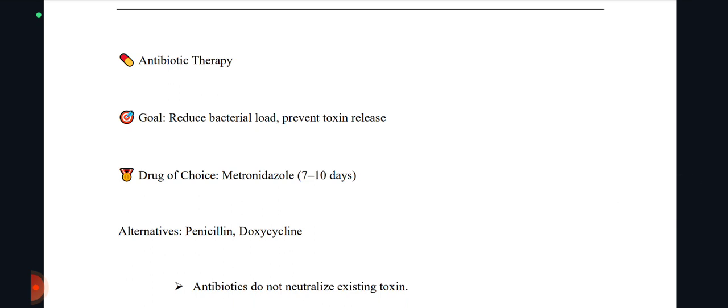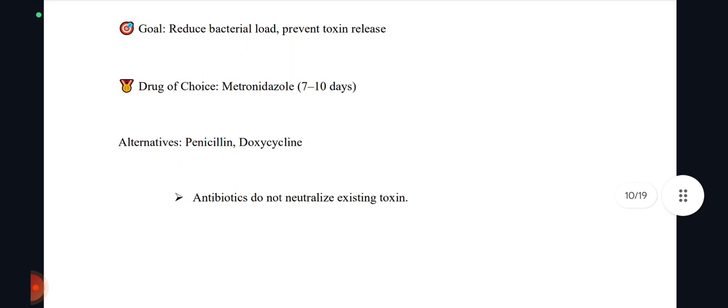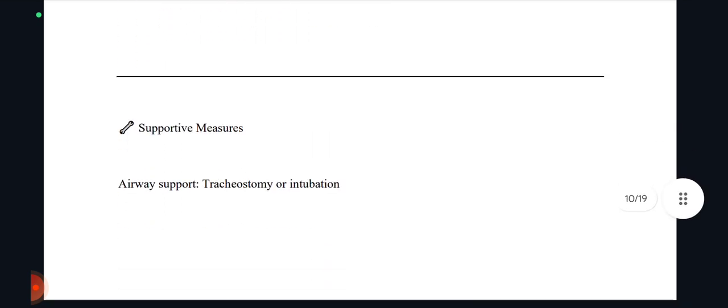The goal is to reduce the bacterial load and prevent toxin release. The drug of choice is metronidazole for 7 to 10 days. Alternatives are penicillin and doxycycline. Antibiotics do not neutralize the existing toxin. They can just prevent more release of the toxin.